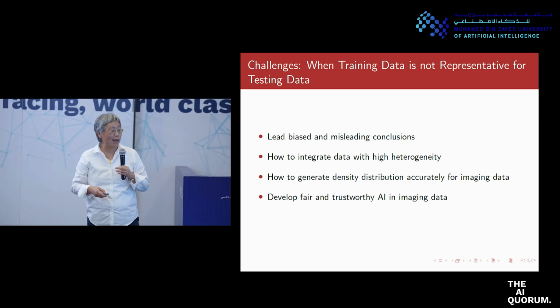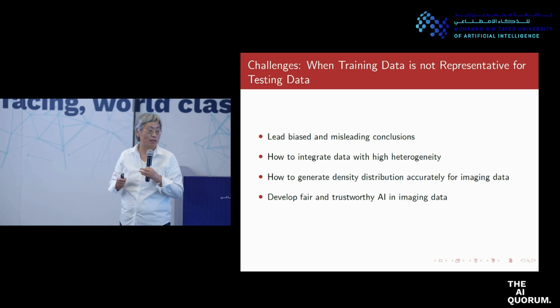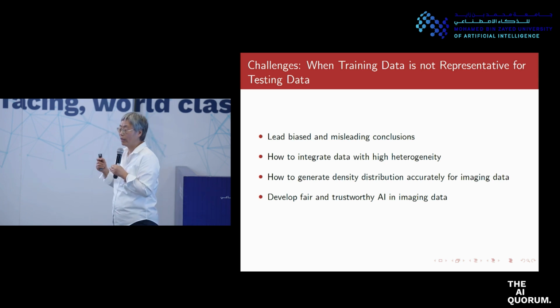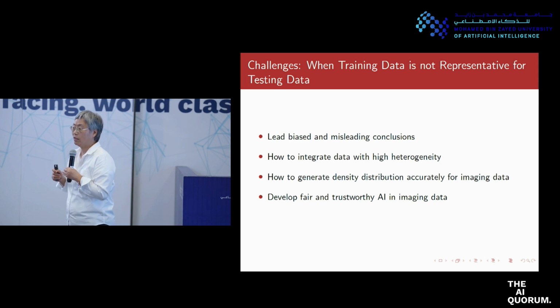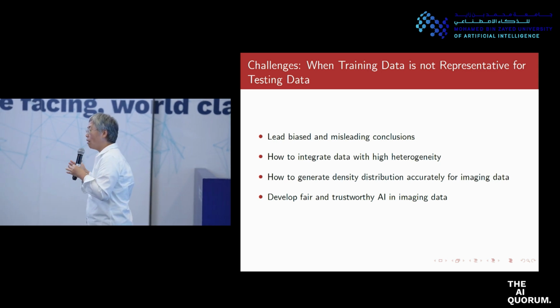So I think one of the very challenging issues is the integration of data, integrating data for heterogeneous samples. If the samples are homogeneous, integration is easy, right? That's what we call a population model. But if it's a heterogeneous sample, trying to integrate the information is very, very challenging.